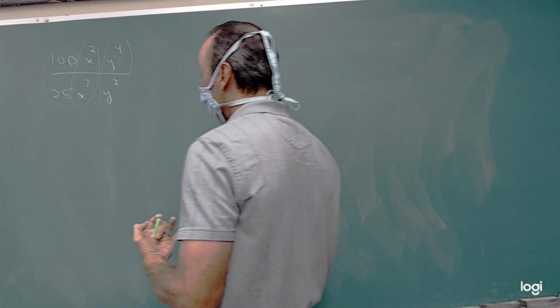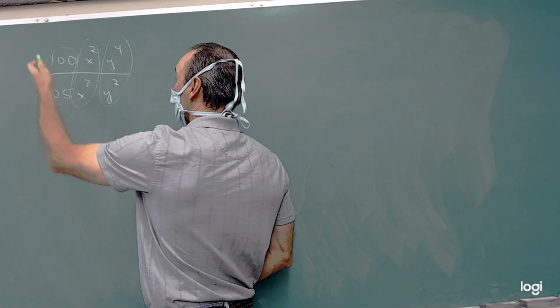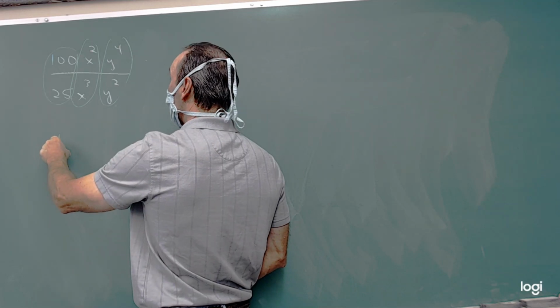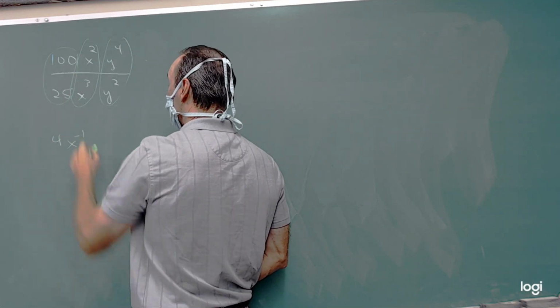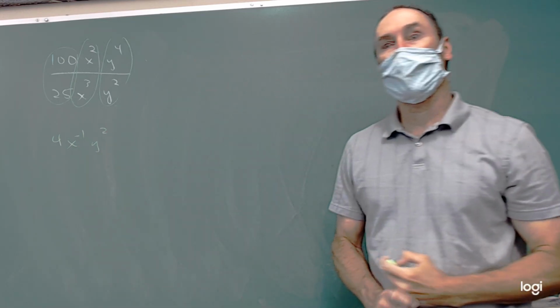The way I think of it, you don't have to do it this way, is just like three separate problems. So the 100 divided by 25 is the 4. I just subtract the exponents. That's the way I think of doing it initially. So that would probably be my first answer there.